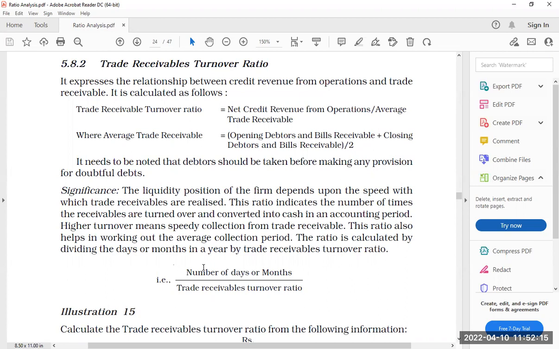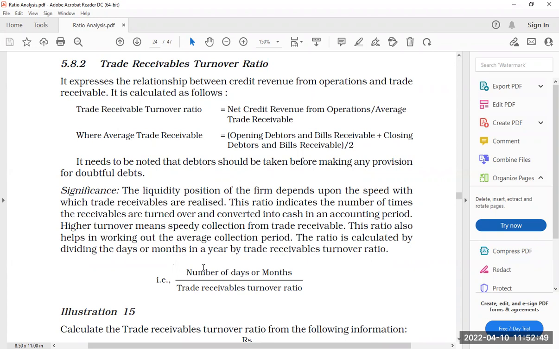What is average trade receivable? Opening trade receivable plus closing trade receivable. Last year balance sheet, how much trade receivable is there? Current year balance sheet, what is the trade receivable? Put together, total divided by 2 is equal to average trade receivable. What is trade receivable? Bills receivable, accounts receivable, debtors, all the things put together. Here we include everything. Trade receivable, book debts are simply debtors, accounts receivable, everything put together.